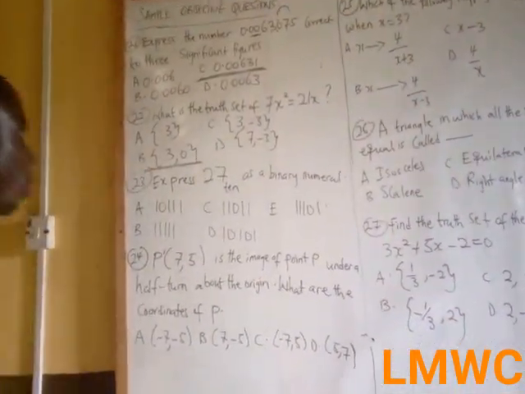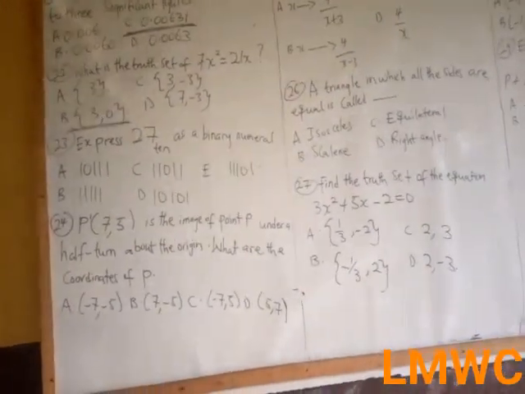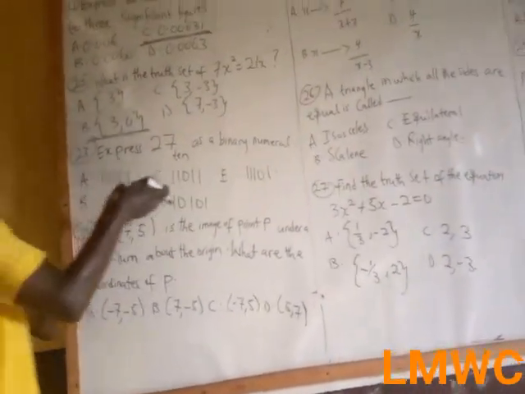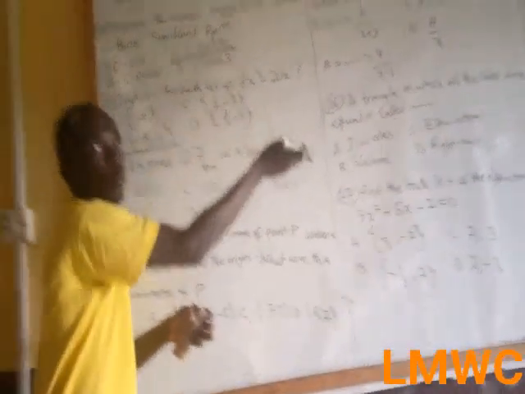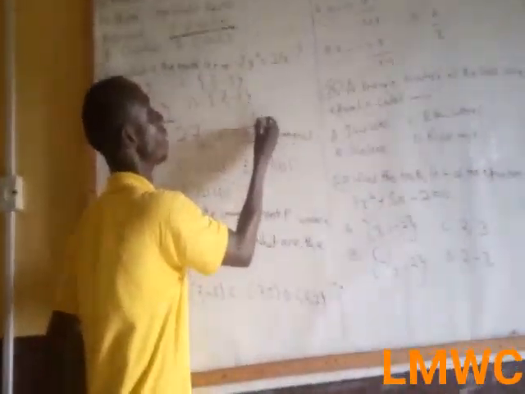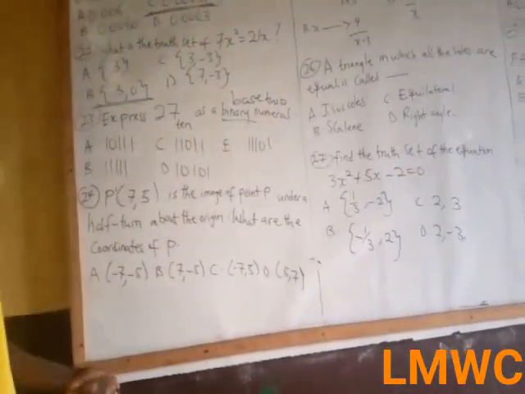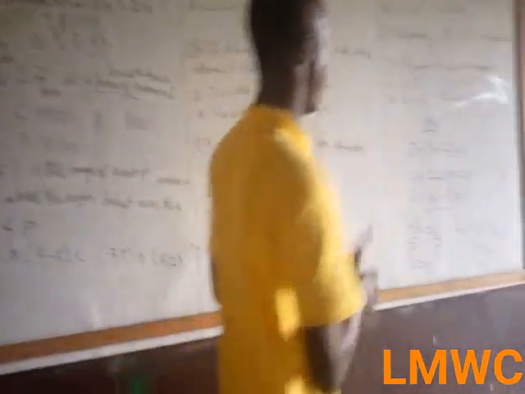So it's not difficult. Express 27 base 10 as a binary numeral. This is the same as base 2. If they want to confuse you, they will bring this word binary. It's the same as base 2. So you should know another name for base 2 is the binary. This is how you approach it.